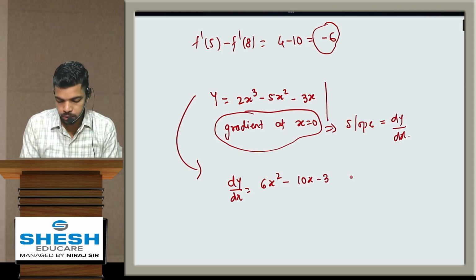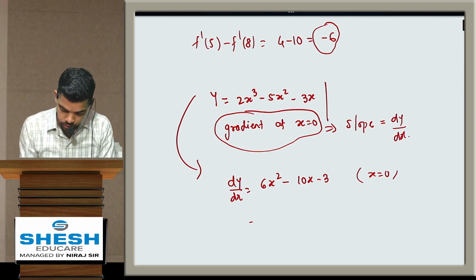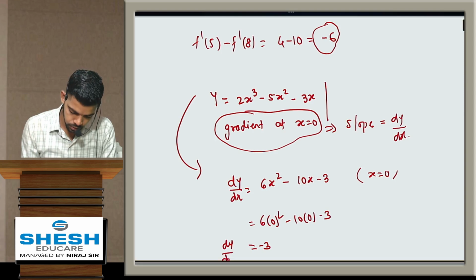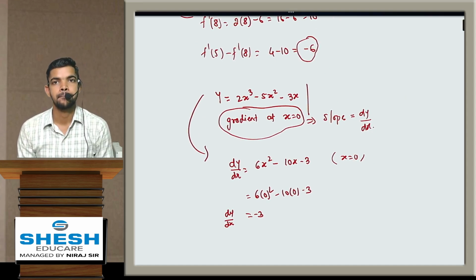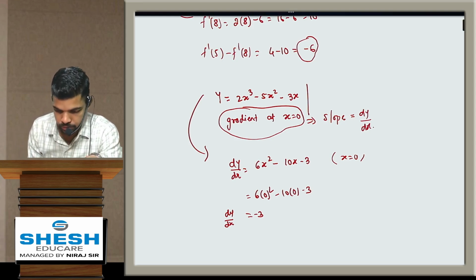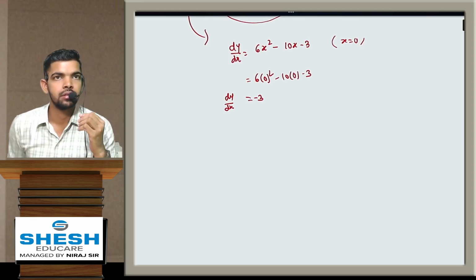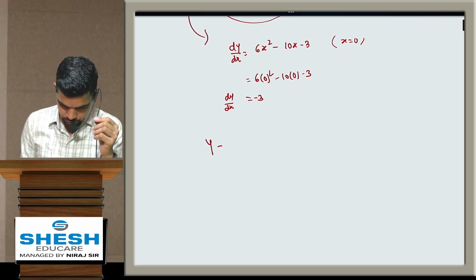Now we have to substitute x is equals to 0. Put कर दो 0. So 6 into 0 square minus 10 into 0 minus 3, which is minus 3. dy by dx is minus 3. Let's solve one more sum. 2 questions basically, and then we'll stop. We'll do integration. Again same type of question.